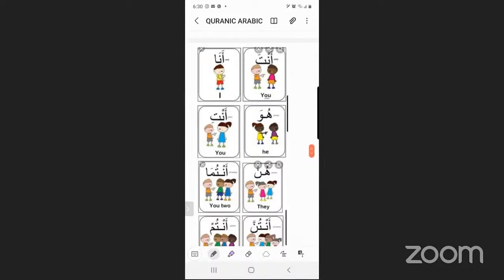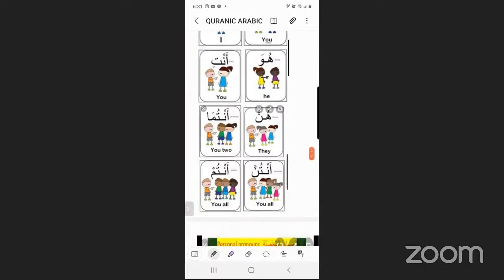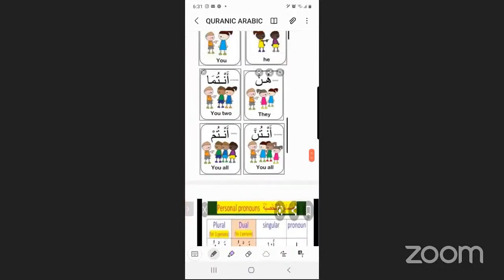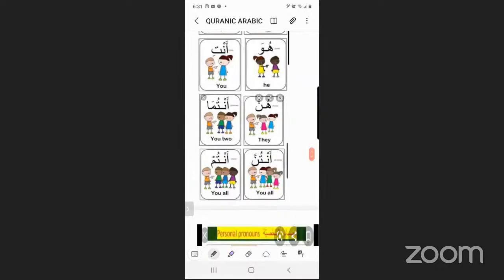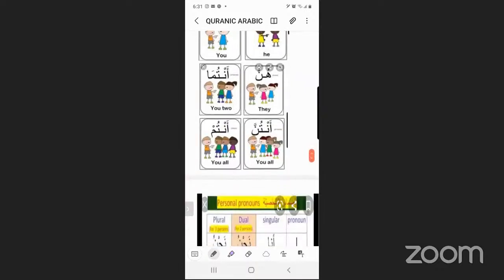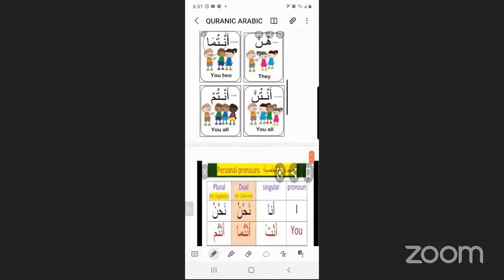Anti means you for a female. So we start with huwa. We'll go to the chart here. Ana means I. Huwa means he. Anta means you. Hunna means they. Antuma means you two. Tuma means two. Antunna, you all females. Antum, you all males.